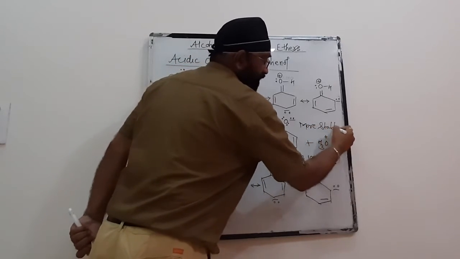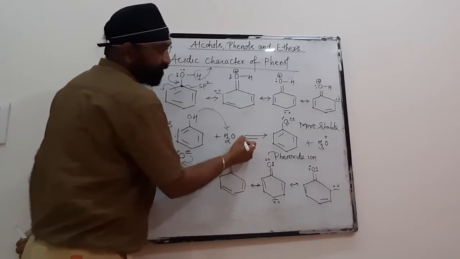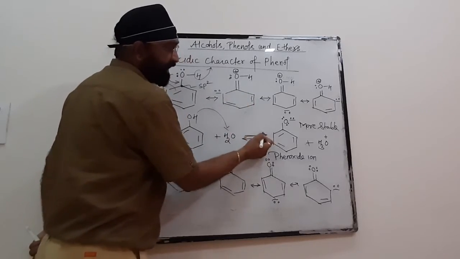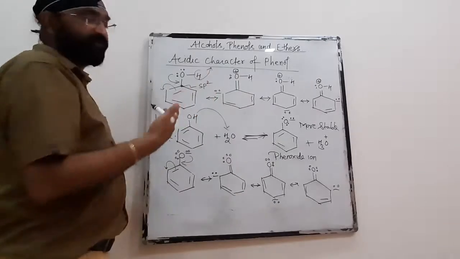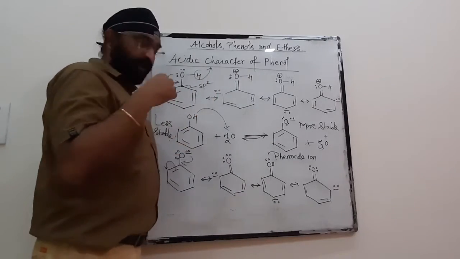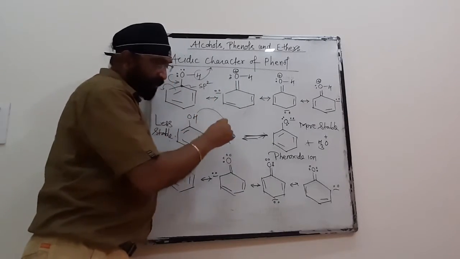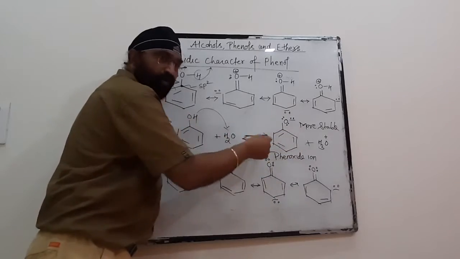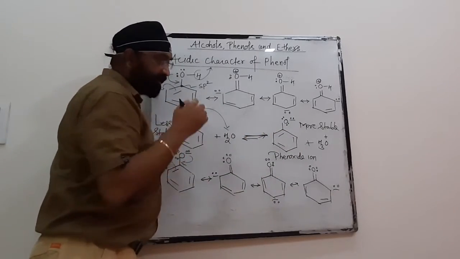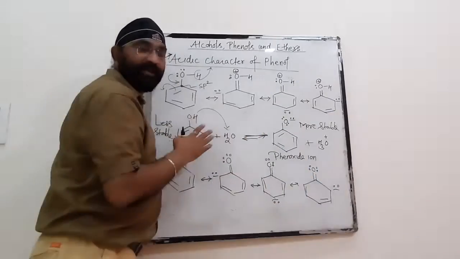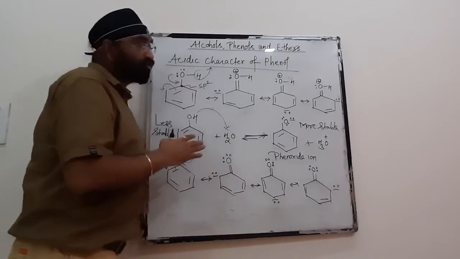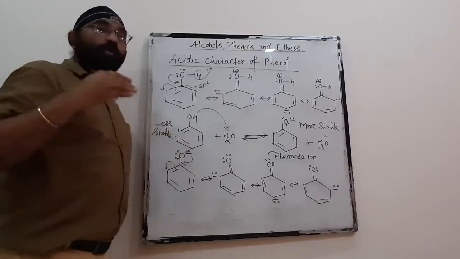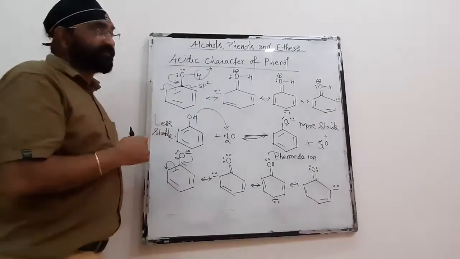It means the equilibrium will shift more towards the forward direction. In water, it will shift more to the right side. It means in water phenol will donate a proton to form phenoxide ion. It means phenol will act as a good acid, right? So this is the explanation why phenol acts as an acid.